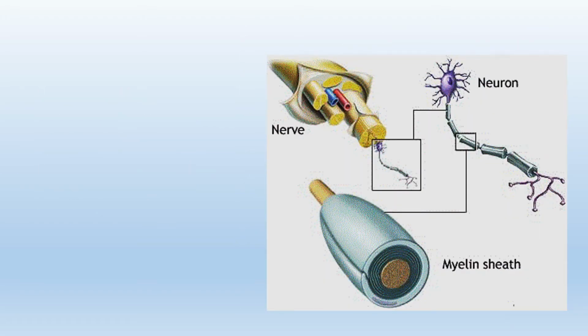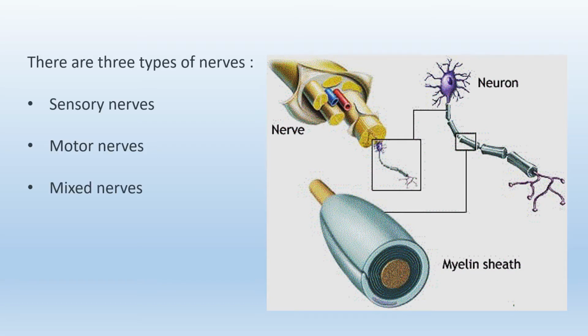Nerves are of three types. These may be sensory nerves if they carry impulse towards the central nervous system, or these may be motor nerves if they conduct signals from a motor neuron in the central nervous system to the muscles or the glands. Sensory nerves are also known as afferent nerves. They conduct signals from the sensory neurons to the central nervous system. For example, receptors in the skin.